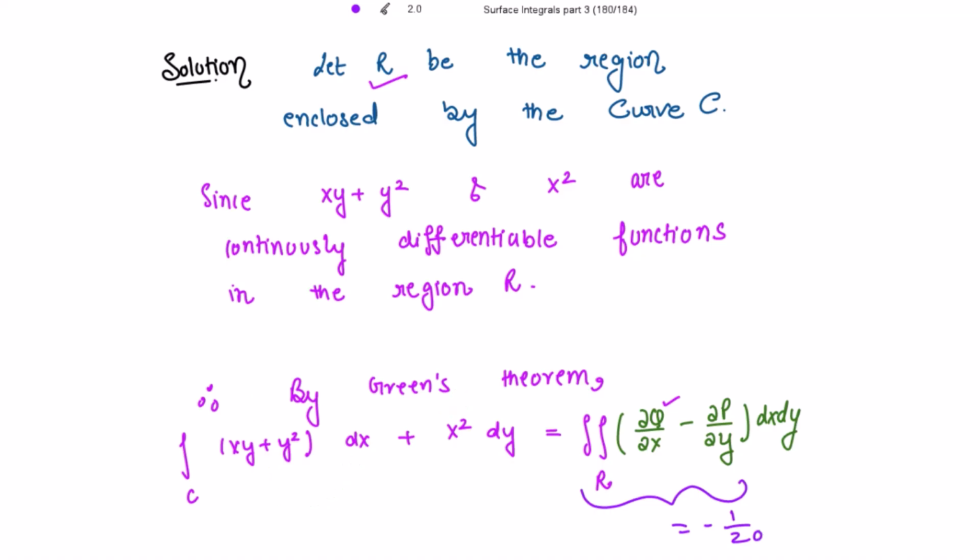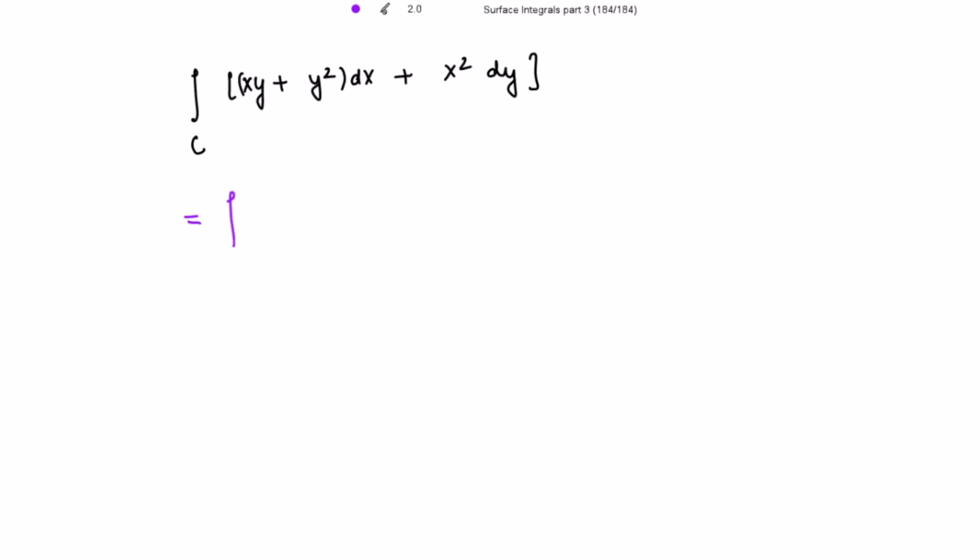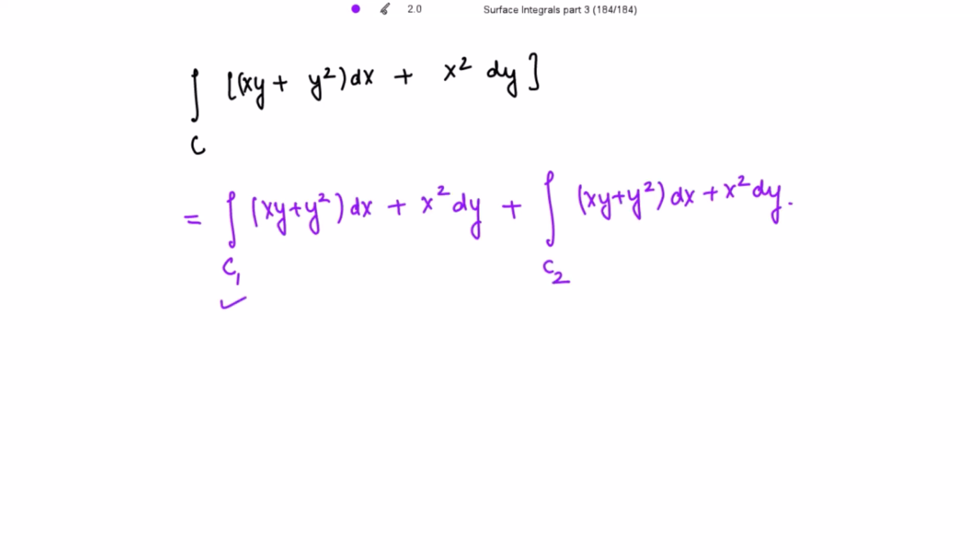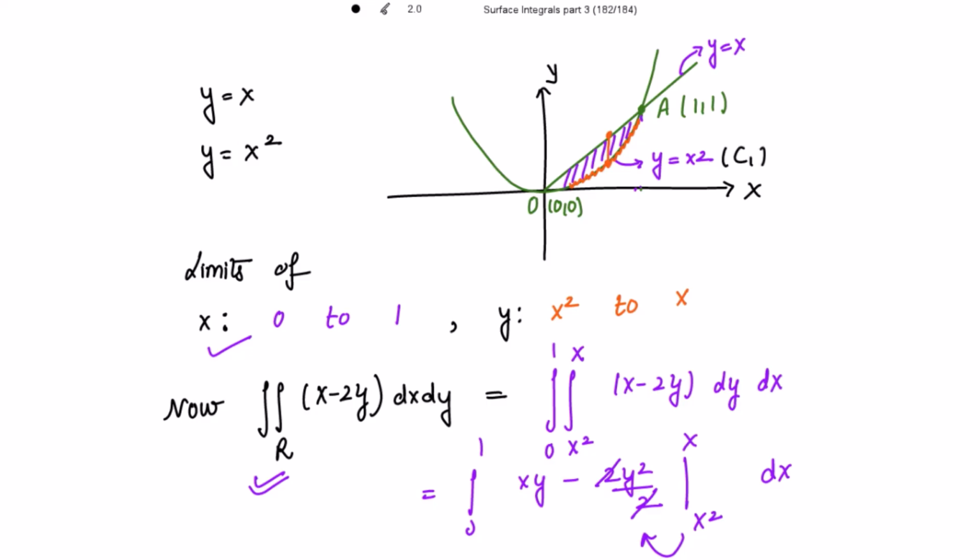To verify the Green's theorem, we also have to find the same answer for the left hand side. So let's evaluate this integral now. That is equal to the line integral over the curve C1 plus the line integral over the curve C2. For the curve C1, let's take this curve BC1 and this curve BC2. So this is your C1 and this is your C2 curve.